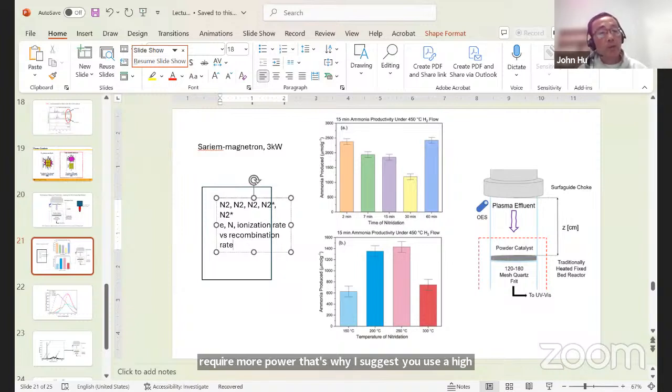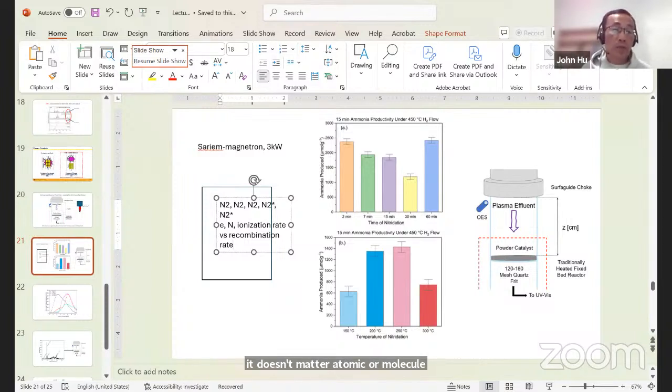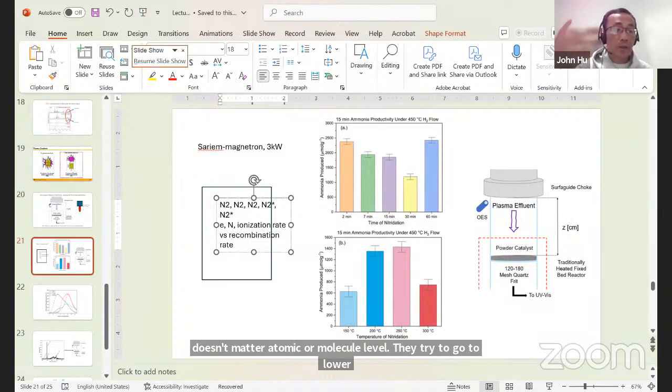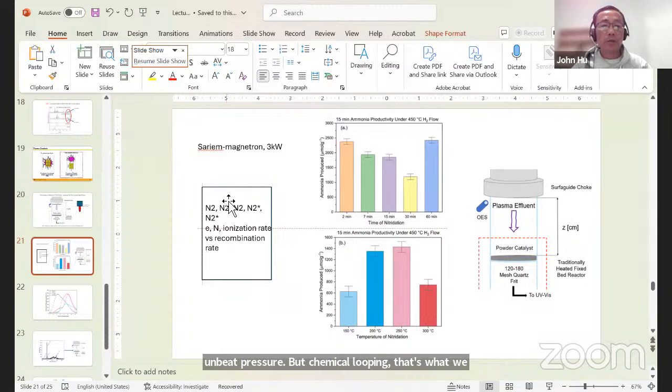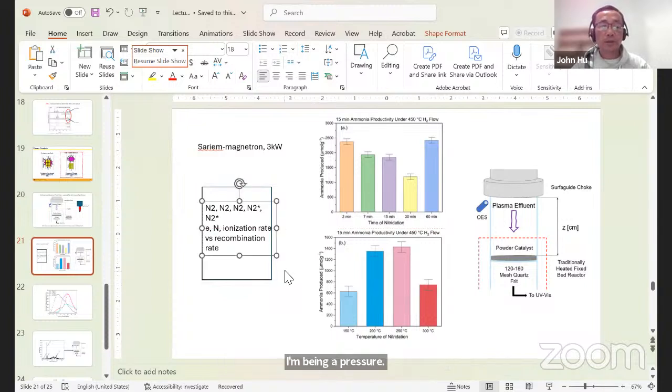But keep in mind, you have more molecules, and they try to recombine. Why? Because any particles, atomic or molecular, try to go to a lower activation state and become stable. Ionized is not stable. So recombination is their tendency to go to that state. The higher the energy, the more you keep them in the ionization state. That's the key. It's very difficult to run at ambient pressure, but for chemical looping, that's what we run. We have to operate at ambient pressure. Make sense? Yes, sir.